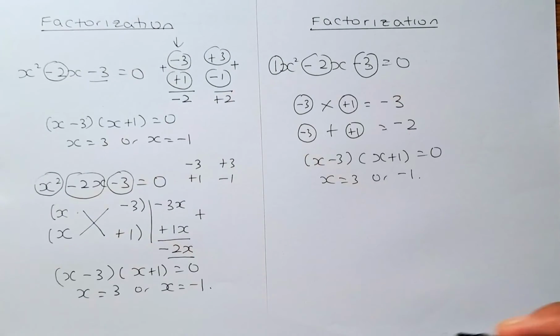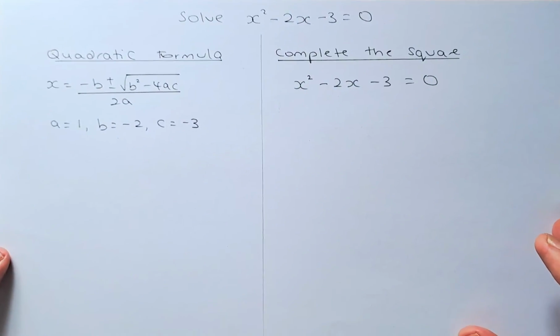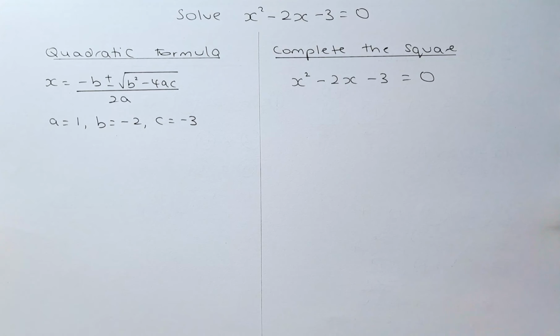So either of these methods is fine. Use the one that you are comfortable with. The next two methods are for when you cannot factorize and you have to use another method. If the equation cannot be factorized, then you either have to use the quadratic formula or the complete the square method.